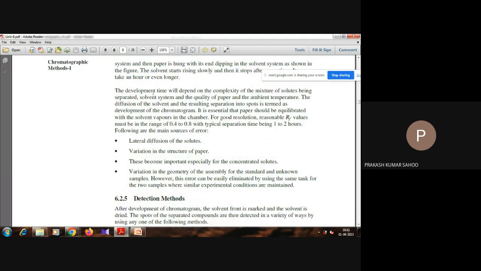Then we have the development time, which will depend on the complexity of the mixture of solutes being separated, the solvent system, the quality of the paper and the ambient temperature. The diffusion of the solvent and the resulting separation into spots is termed development of the chromatogram. It is essential that the paper should be equilibrated with the solvent vapor in the chamber. For a good resolution or good chromatography experiment, the Rf value range must be 0.4 to 0.8.